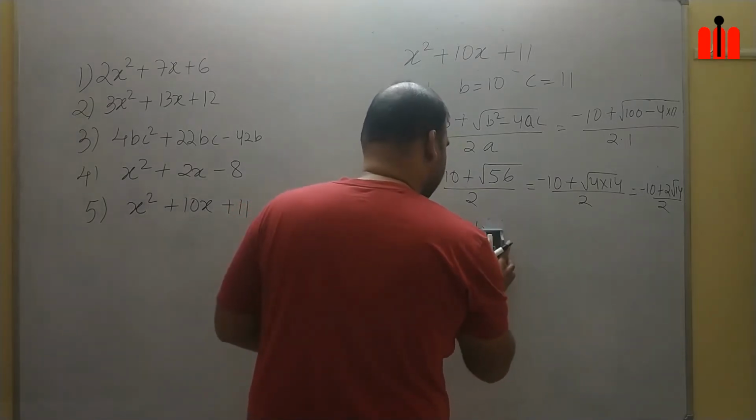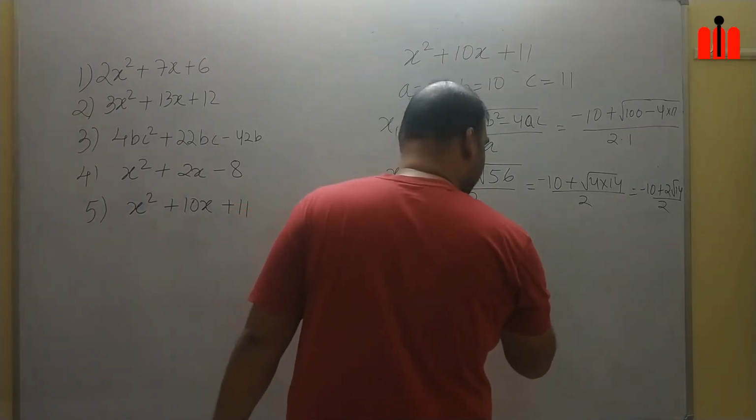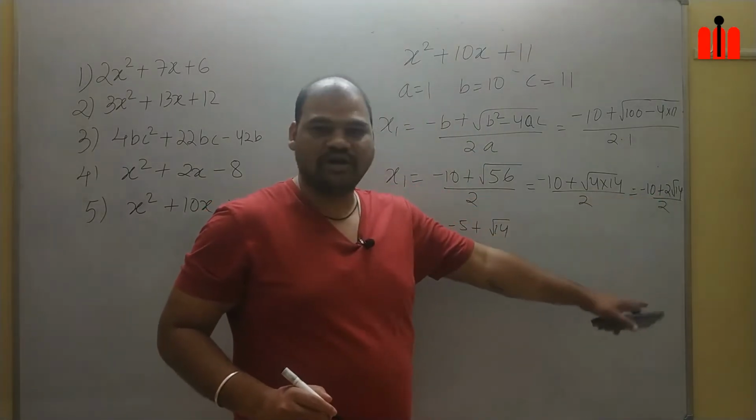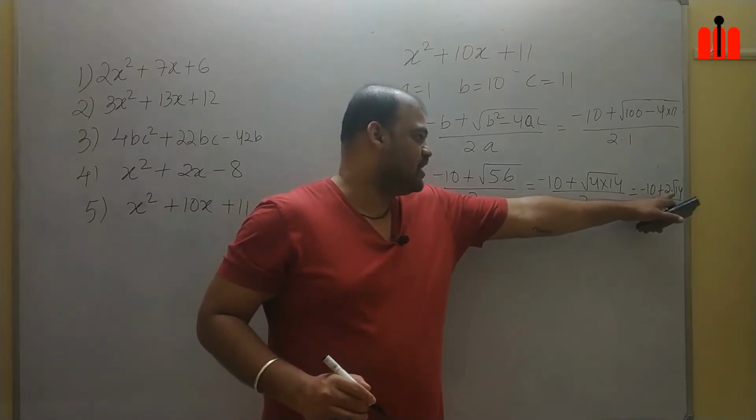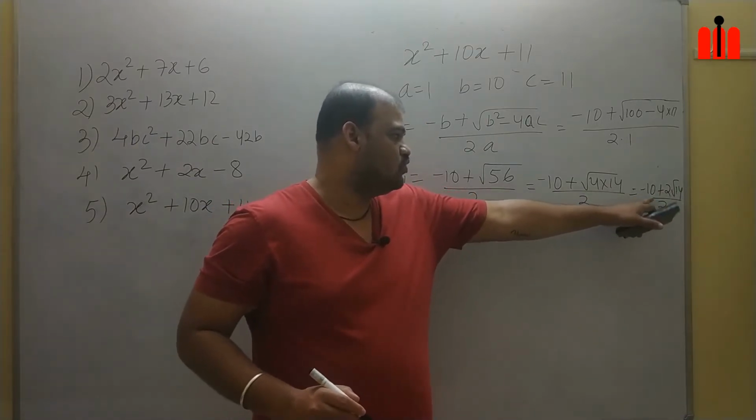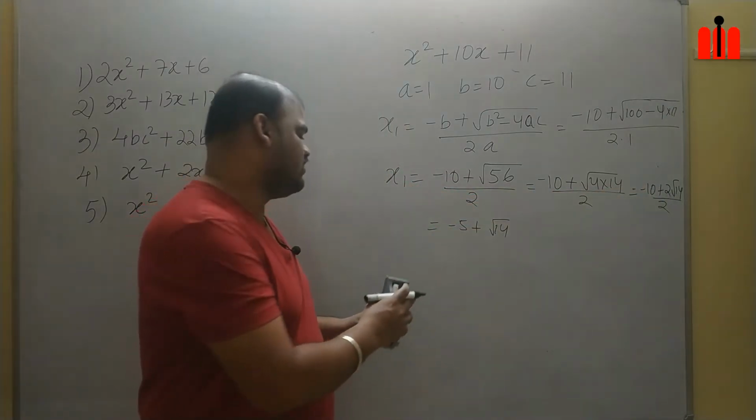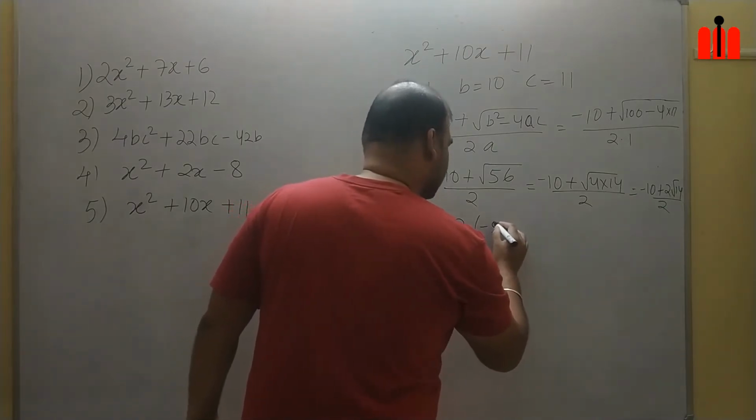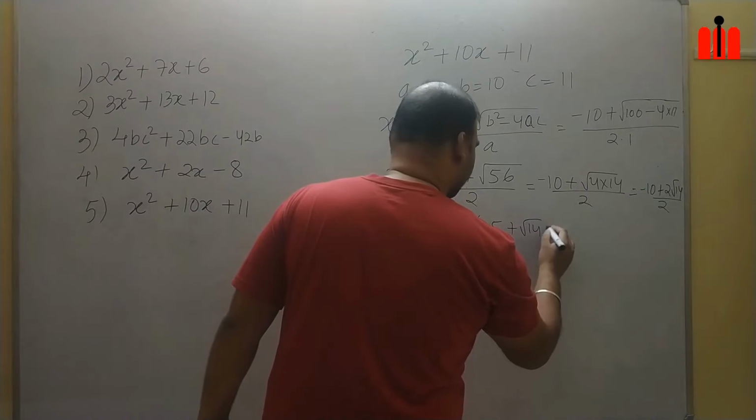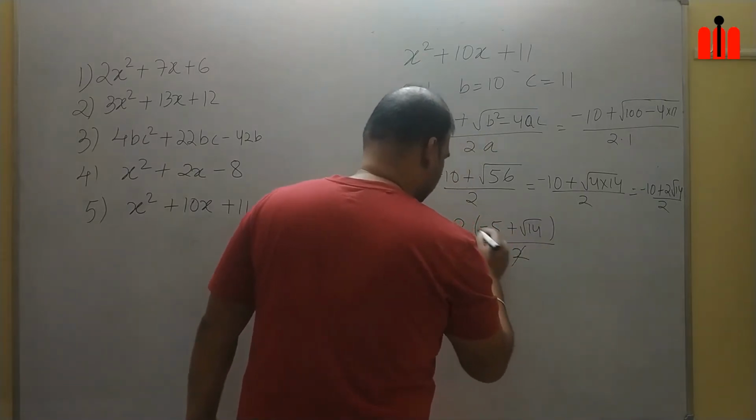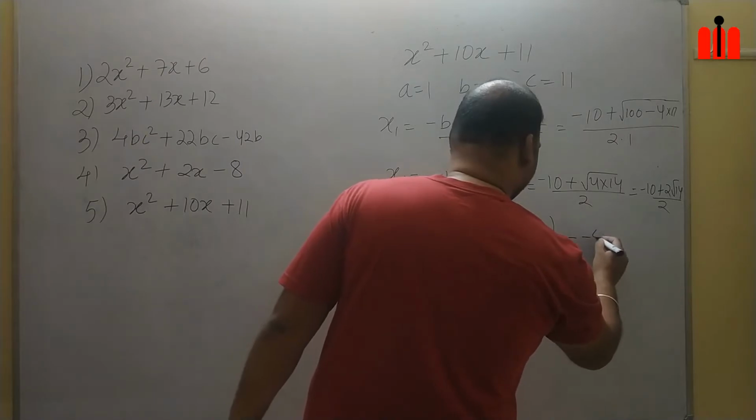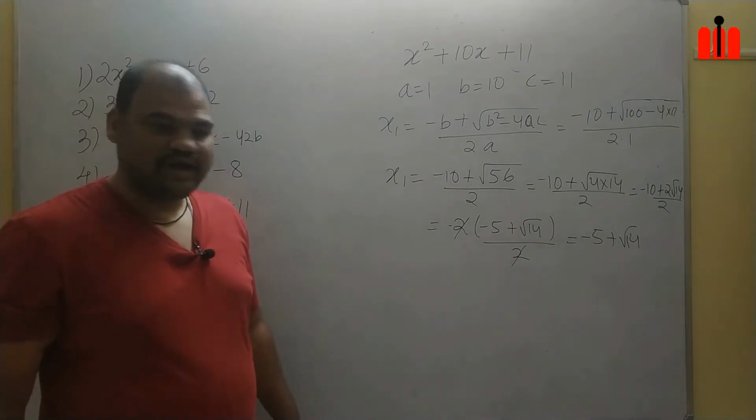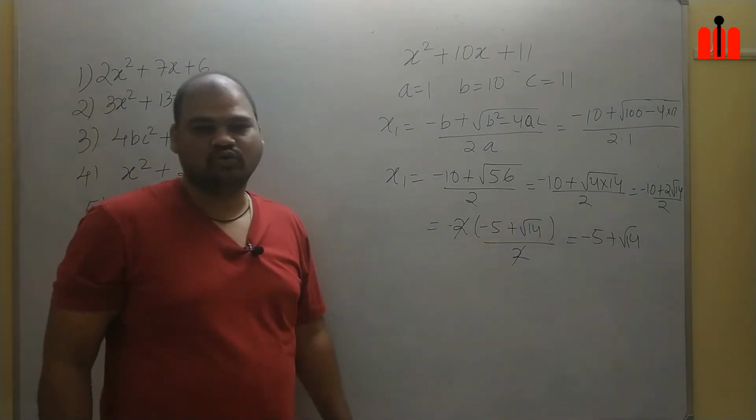2 will be cancelled from numerator and denominator. From here 2 is common, so it will be minus 5 plus root 14 by 2, and in the numerator there will be 2. So I will write that step. It will be 2 into minus 5 plus root 14 by 2. So this 2 got cancelled, and you will get minus 5 plus root 14. Are you getting it? So x1 will be minus 5 plus root 14.